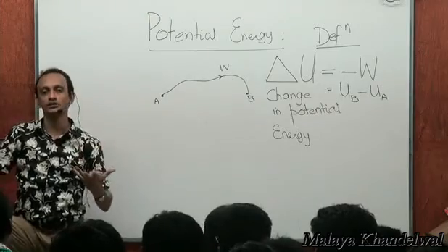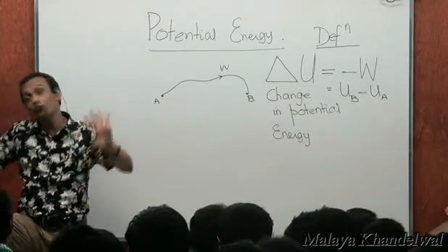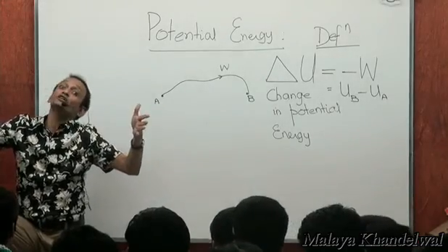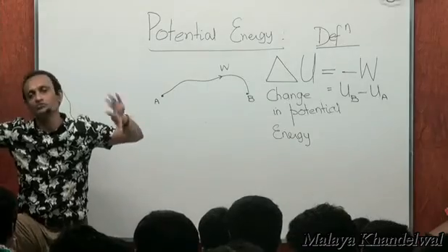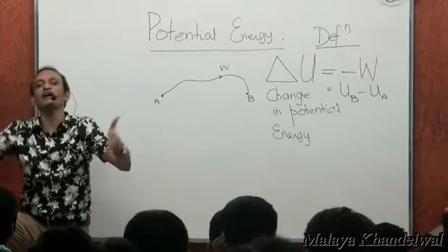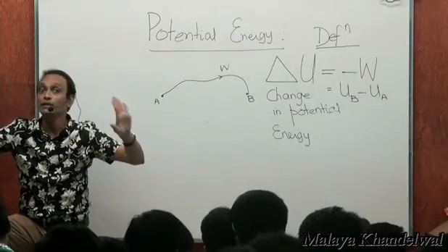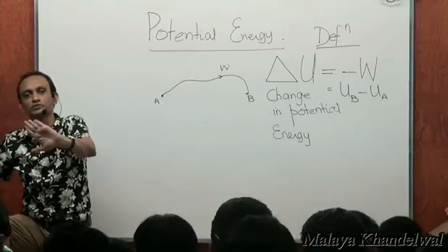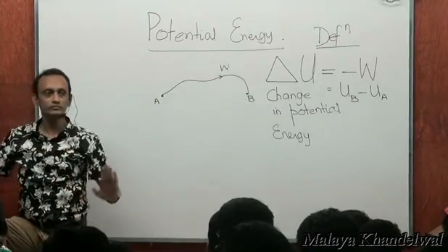UB is potential energy at B. UA is the potential energy at A. Whatever it be, we don't know the values, but we know only the difference in the values. So keep the UAs, UBs in a black box. We don't know about them, but we know about UB minus UA. That's defined as minus W. Potential energy at B minus potential energy at A is defined as minus W. Work done from A to B is W units.